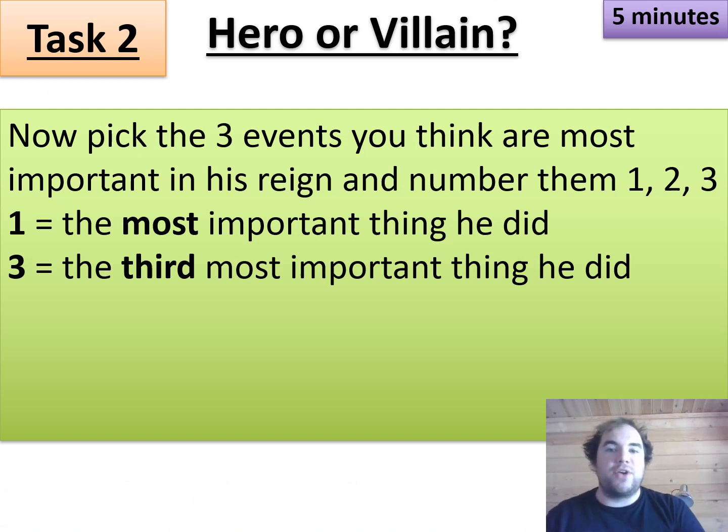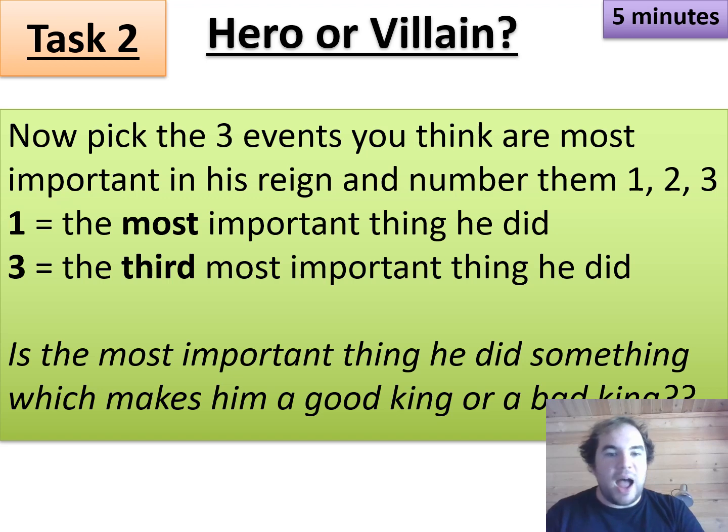Then you need to pick 3 events that you think are most important in his reign and number them 1, 2, and 3. 1 being the most important thing he did, and 3 being the 3rd most important thing he did. And answer this question. It doesn't have to be a long answer. Is the most important thing he did something which makes him a good or a bad king? So a short paragraph on whether the most important thing he did makes him a good or bad king according to your view and according to what is expressed in the spider diagram that we looked at the start, and is indeed in your book.